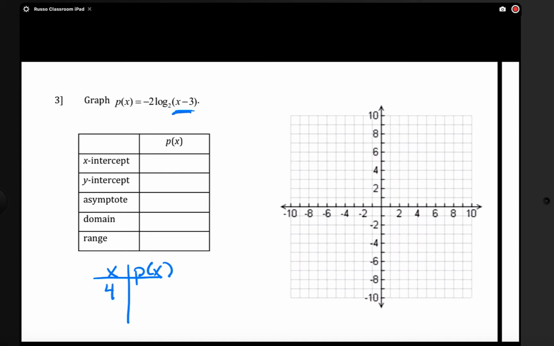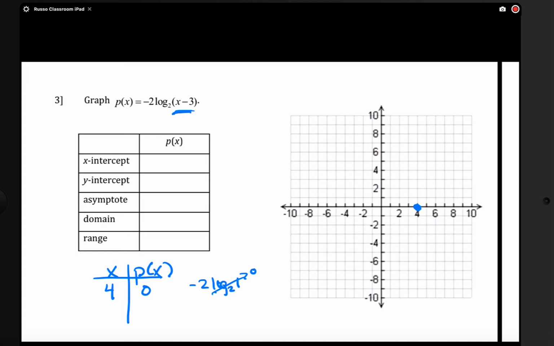If x equals 4, then I have log base 2 of 1. So I can write that out here. So that becomes negative 2 log base 2 of 4 minus 3, which is 1. Well, the log base 2 of 1 is 0, so 0 times negative 2 is 0. So (4, 0) is a point on this graph, and I can go ahead and plot that.